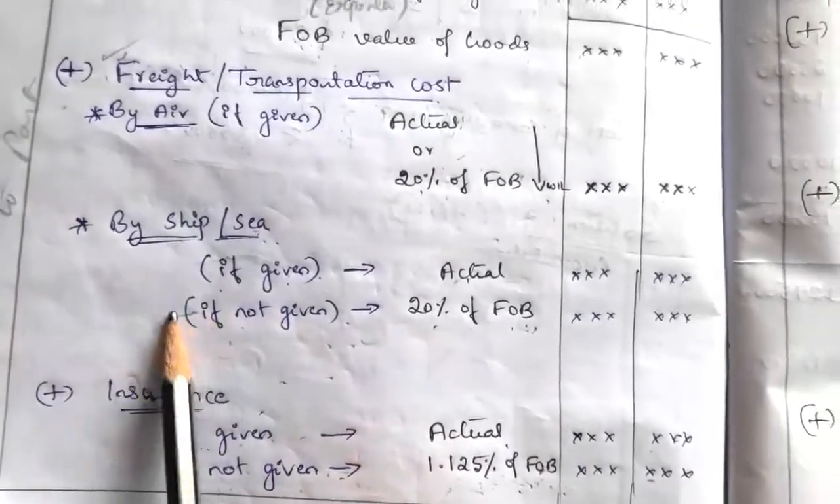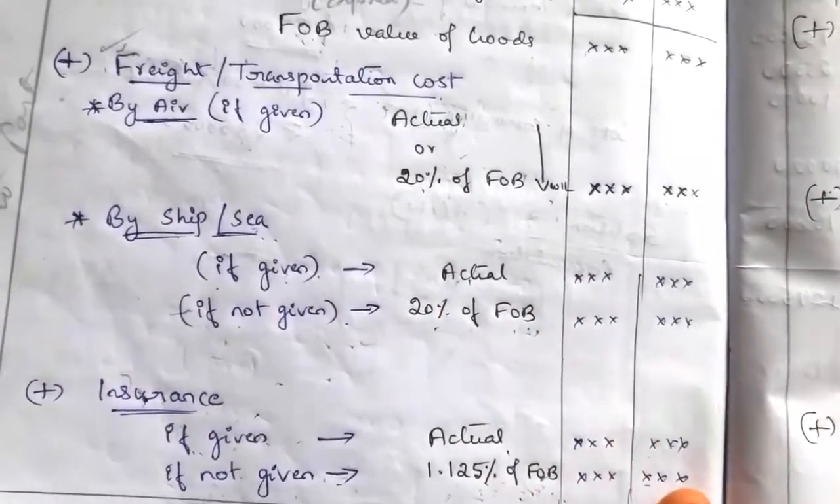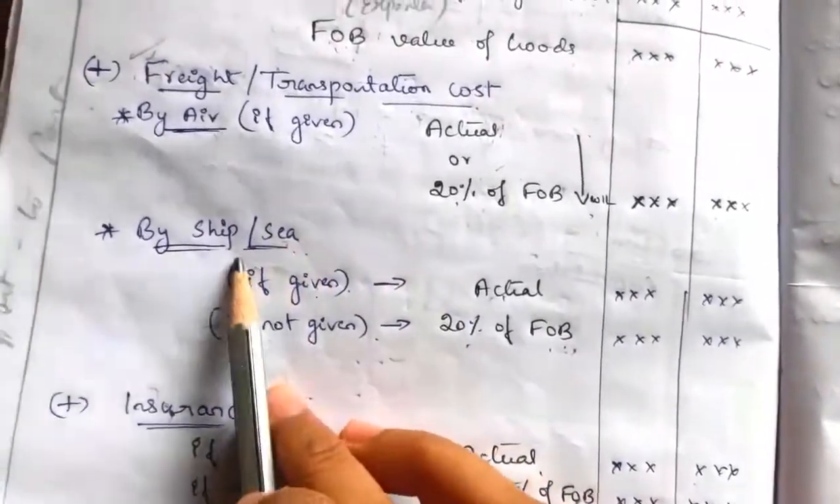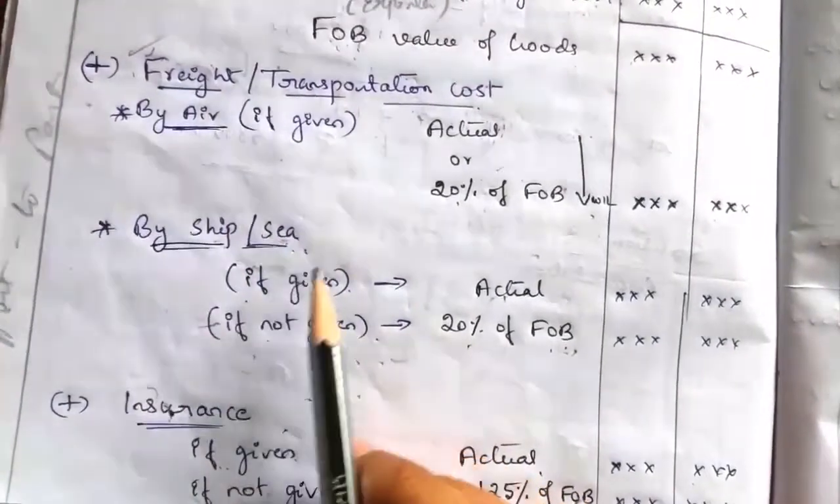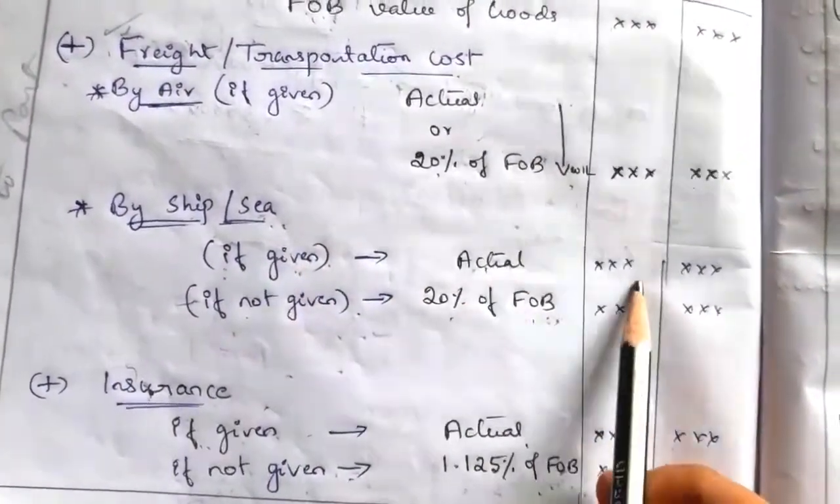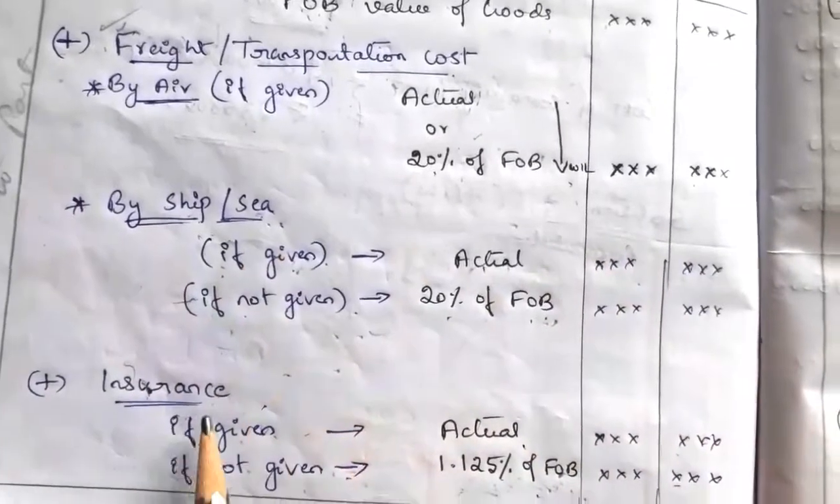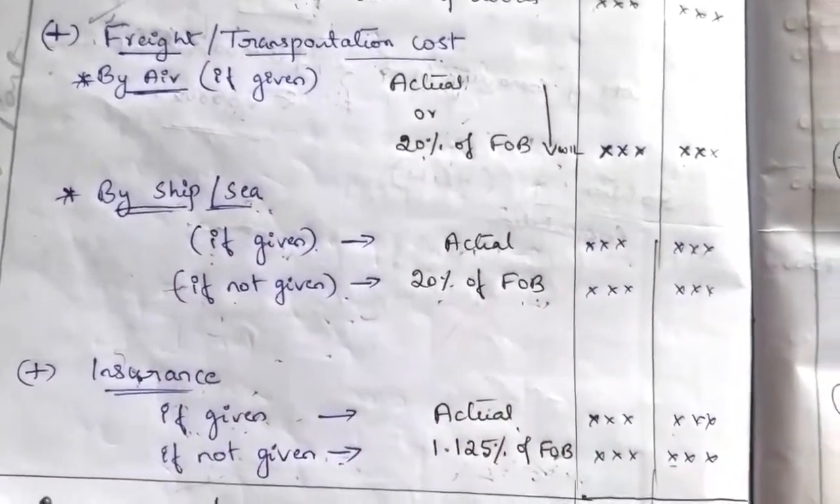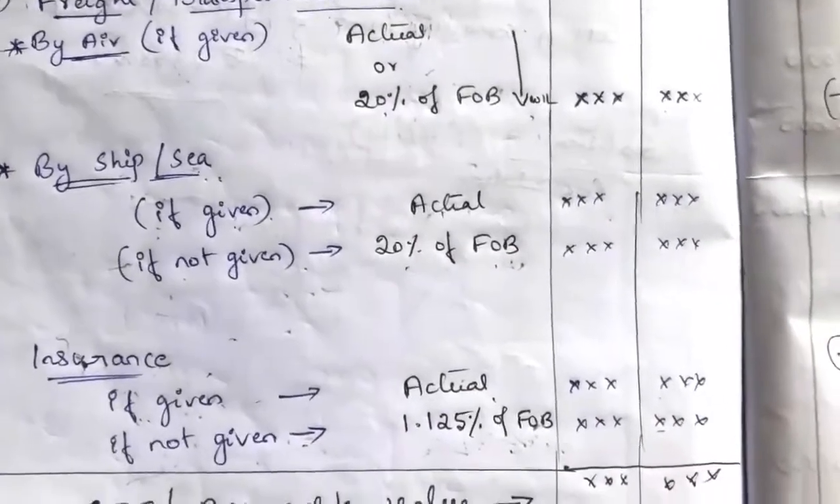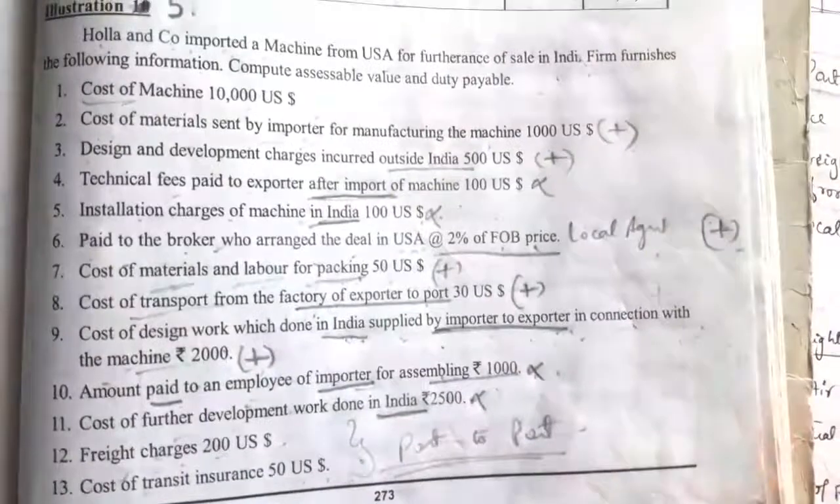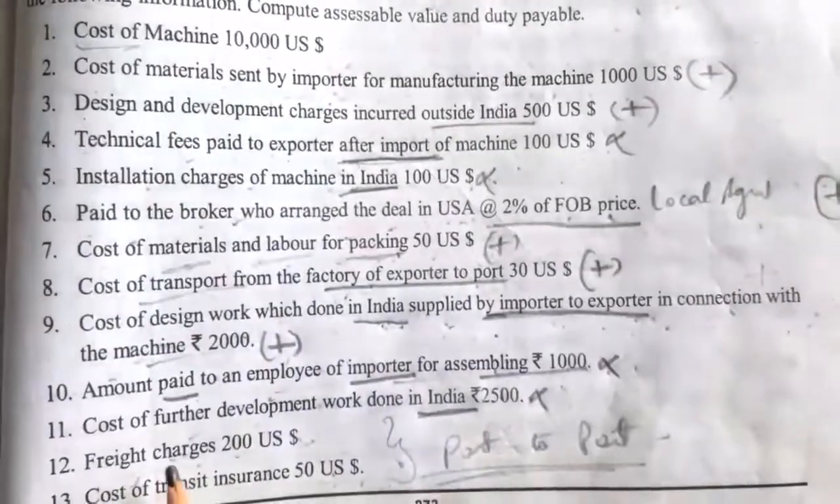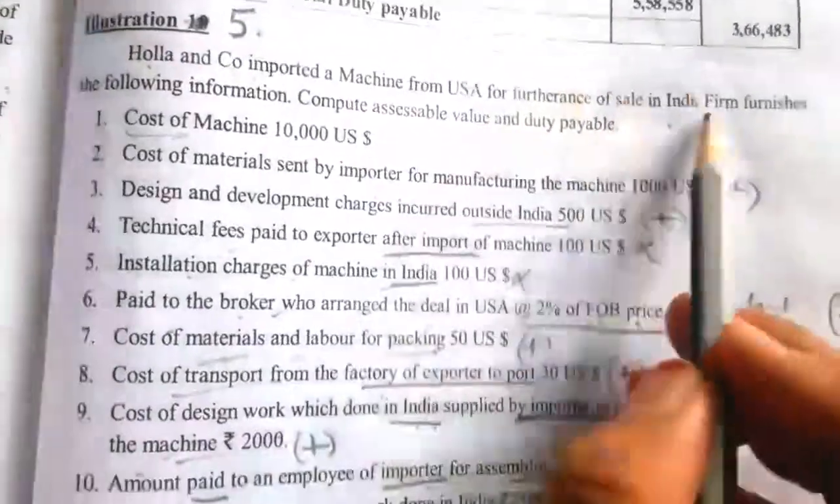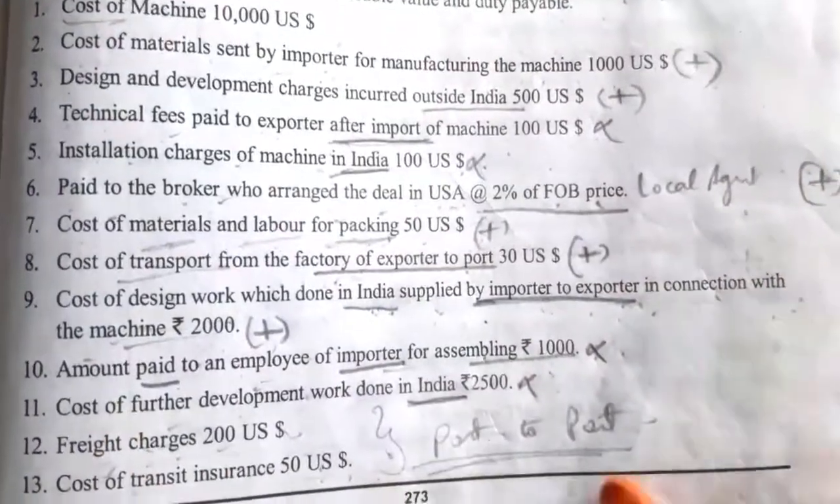In this illustration they have not clearly mentioned whether the import is by air or by ship, but they have given freight charges and insurance value. So we have to assume that transportation is by ship, and when they give the values we have to take the actual value in the case of ship, and even the insurance if it is given then we have to take the actual value, assuming that import is by ship. They have not mentioned that import is by air. If they mention by air then we have to apply that condition.